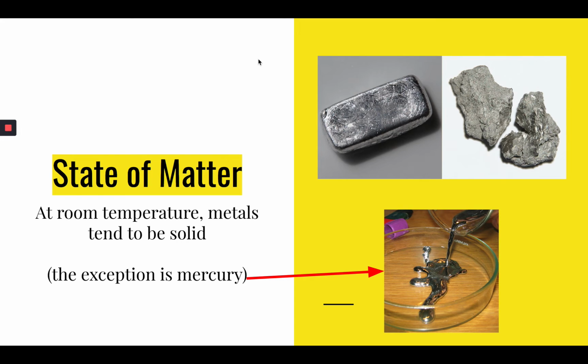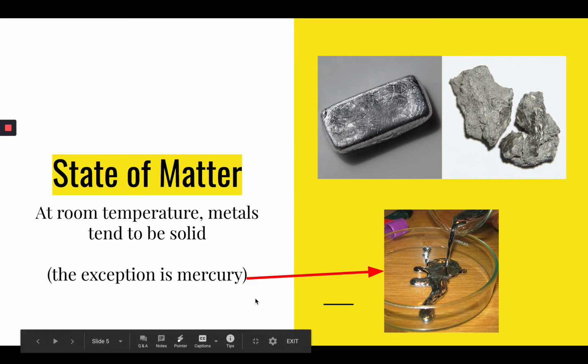Typically, at room temperature, metals are going to be solid, as seen in these top 2. The only exception to this would be mercury, which we see at the bottom, which at room temperature tends to be a liquid.